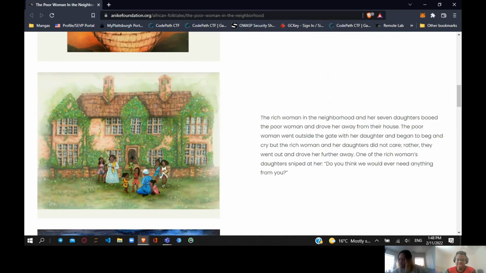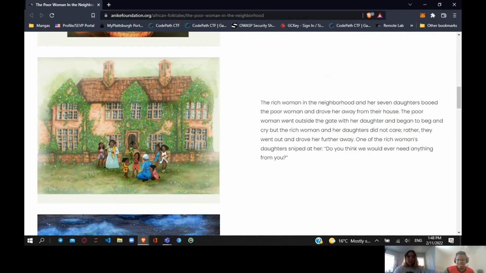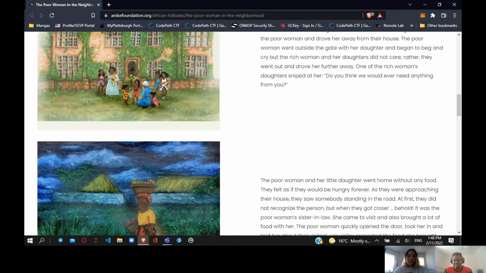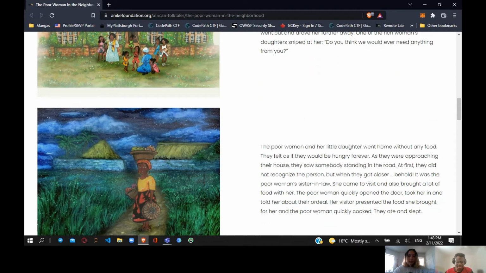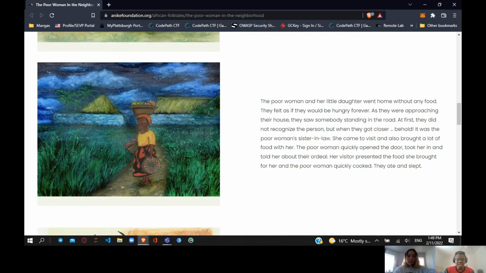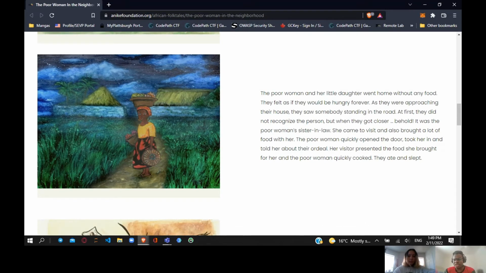Being hungry, they went to the richest family in the neighborhood and asked for their help. They asked for food, and that rich lady and her daughter refused and drove them away from their house. So on their way back home, they saw a lady from far away, who was the poor lady's sister-in-law, who came with a lot of food. They cooked, they ate, and they shared the story they went through that day.